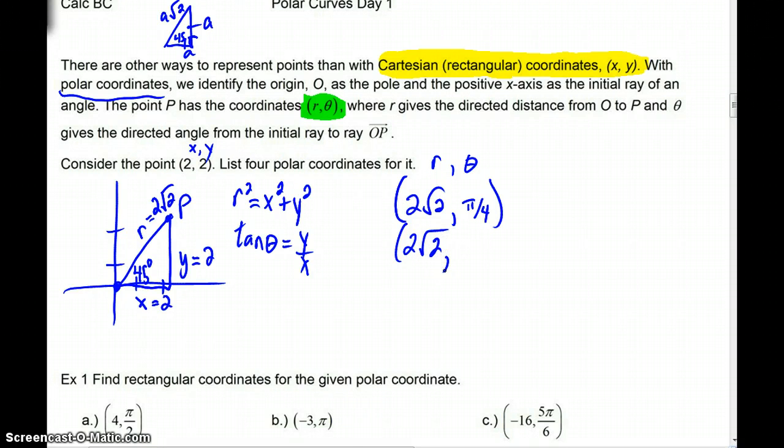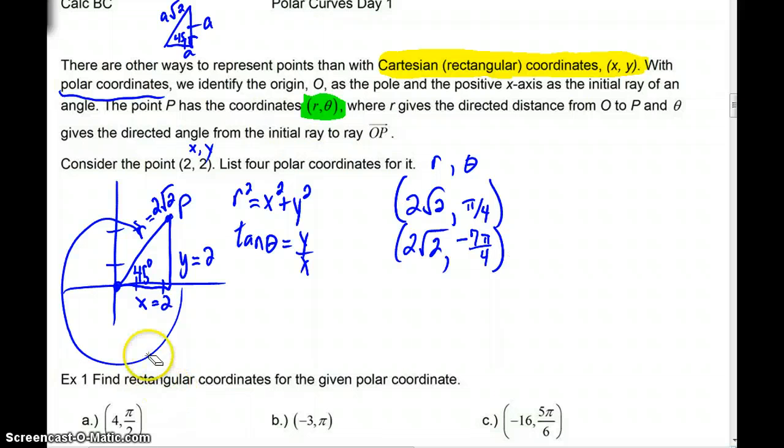Notice it says list 4 polar coordinates for this ordered pair. We could also have an r of 2 root 2, but we could move through an angle that goes in a clockwise direction, and of course this would be going in a negative direction. You can see that we're going to be at negative 7 pi over 4. We're going to be just shy of negative 2 pi.